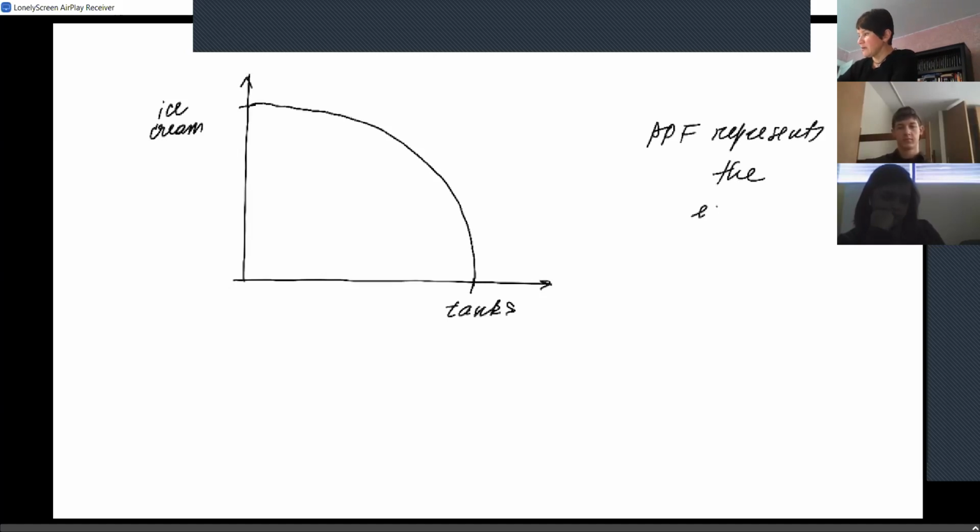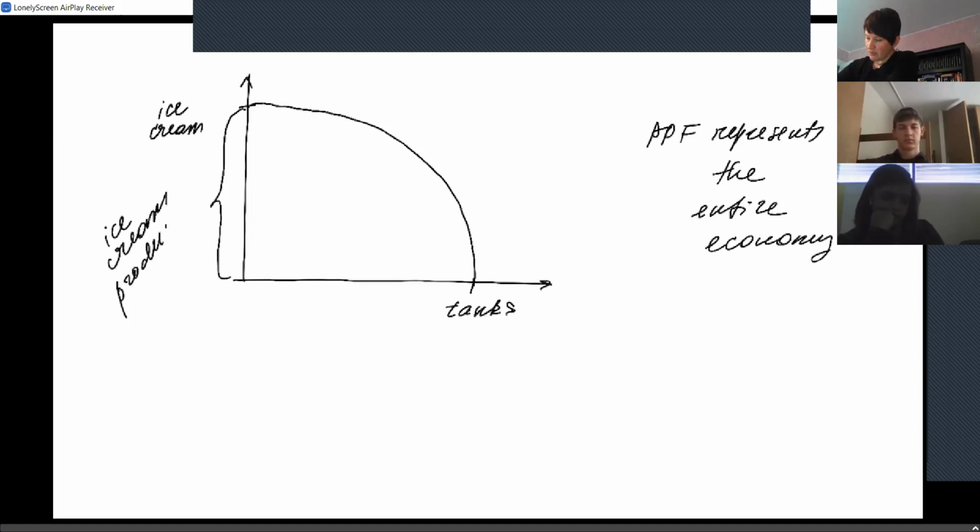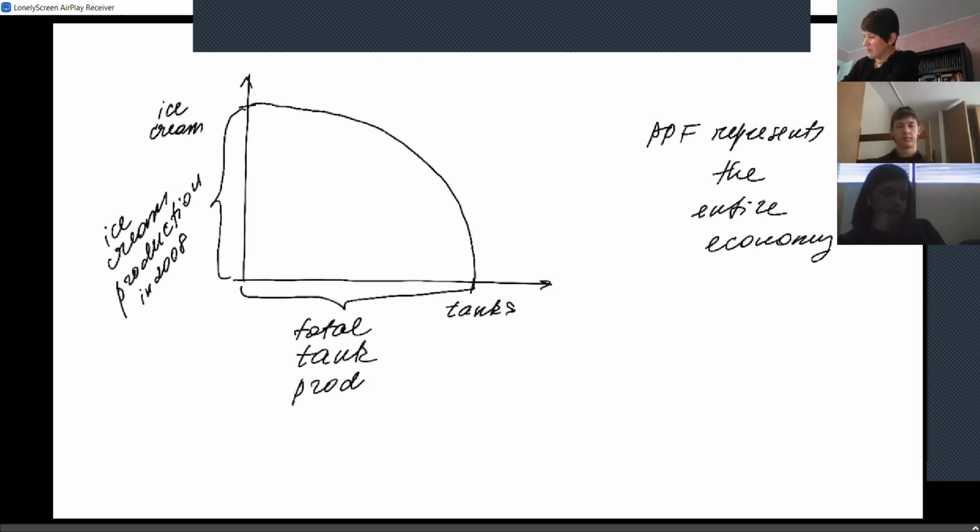the entire economy. Okay, this distance is how much ice cream is being produced, say, ice cream production for this economy, say in 2008. This is total tank production. Why did I pick this good? Production in 2008. Okay.